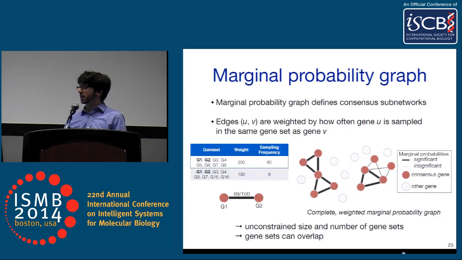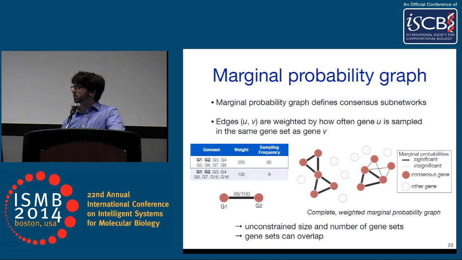In developing this algorithm, we noticed that there's an interesting way to summarize the relationship of the mutations between pairs of genes using the MCMC algorithm. In particular, you can calculate the marginal probability of observing a pair of genes in the same gene set in terms of the output of the MCMC algorithm. And so we decided to construct a marginal probability graph where nodes are genes and edges connect genes and are weighted by the number of times you've found a pair of genes in the same gene set.